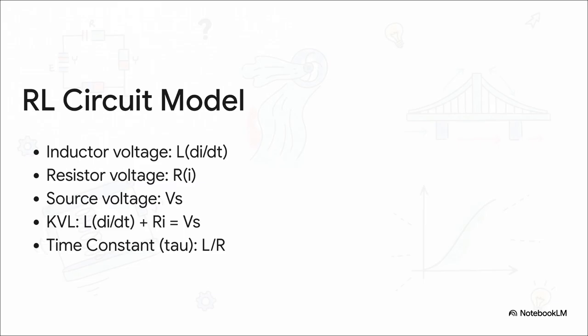Now remember our master key steps. We have to get this into standard form. By dividing every single term by L, we get di over dt plus R over L times i equals Vs over L. This setup nicely reveals the time constant, tau, which is L divided by R. And with the equation in standard form, you're perfectly set up to find that integrating factor and solve for the current at literally any given time.